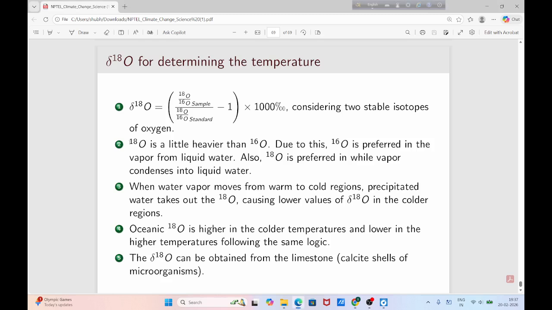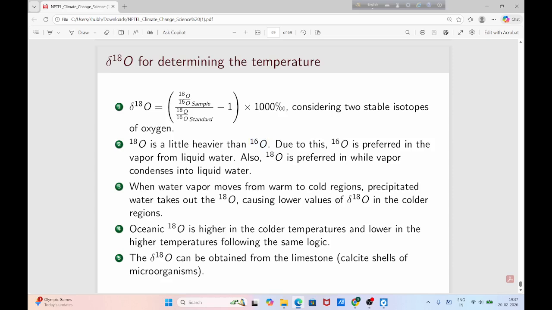So 18O is little heavier than 16O. बहुत आसान सी चीज है कि 18 जिसका वजन है वो 16 से भारी ही होगा, because it has 18 atomic weight, it has 16 atomic weight. Now 16O is preferred in the vapor from the liquid water. Why? I will ask that question.